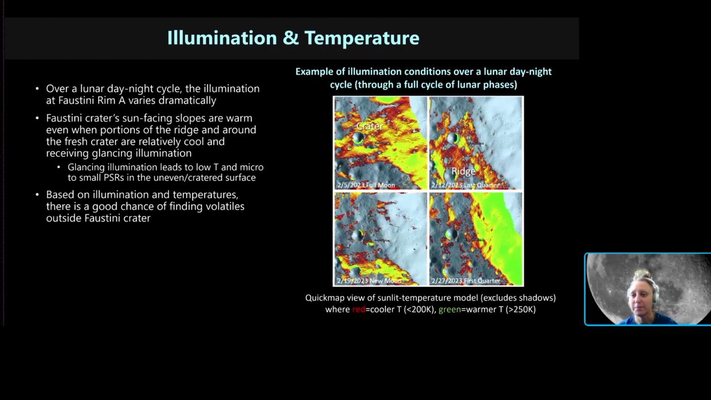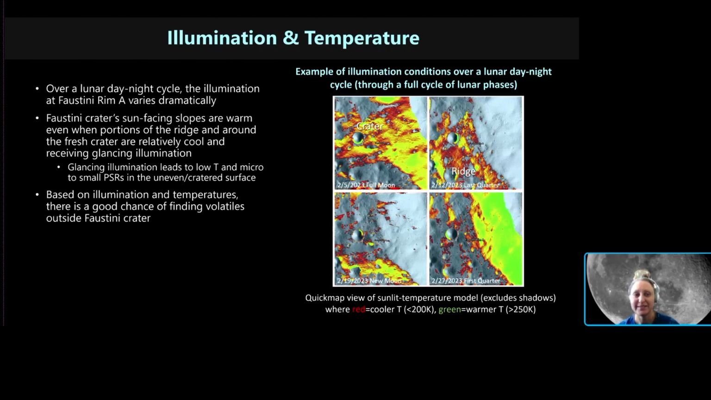This data comes from the QuickMap sunlit temperature model. And it shows the 4 different phases of the lunar cycle from full moon to first quarter in the bottom right corner. And in this color scale, red is cooler temperature and green is warmer. So hopefully that won't confuse you too much. But you can see from the image that over one lunar cycle, the illumination in this region varies dramatically between different portions of it.